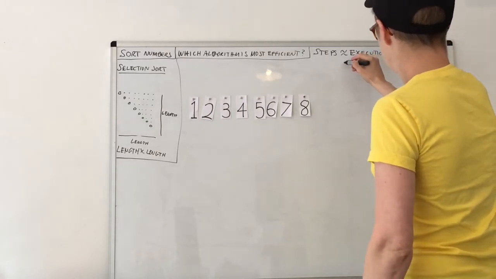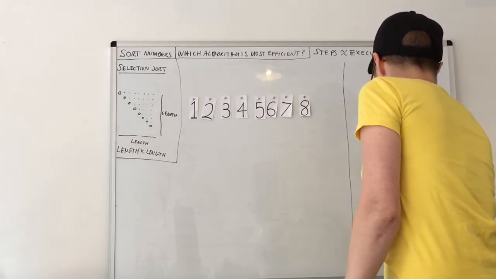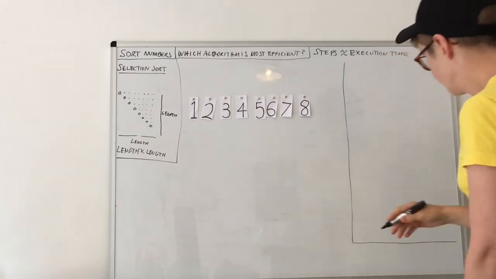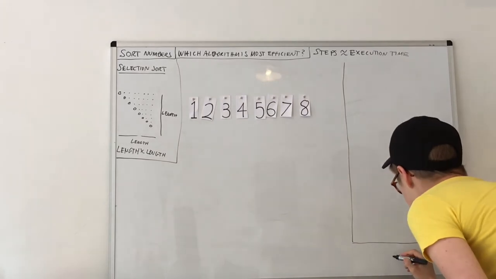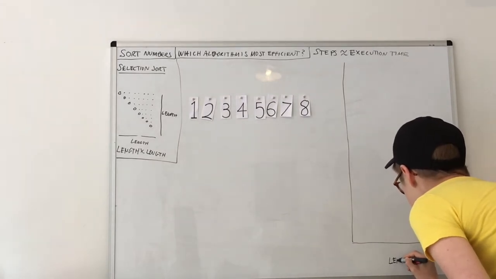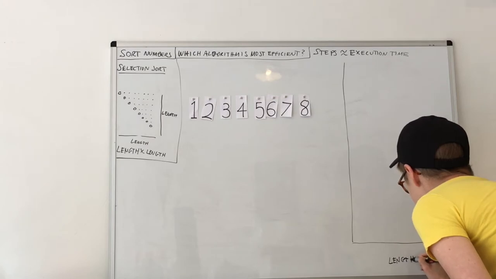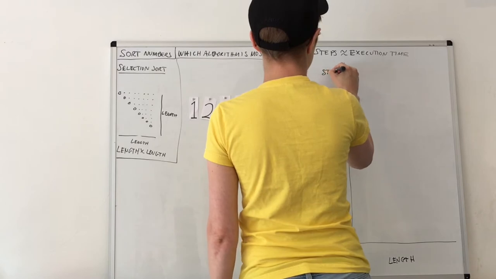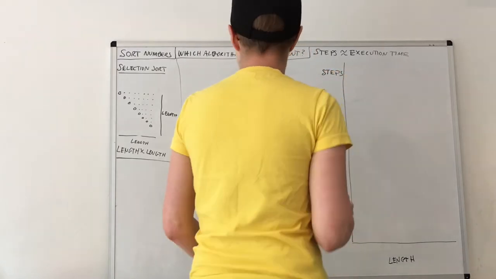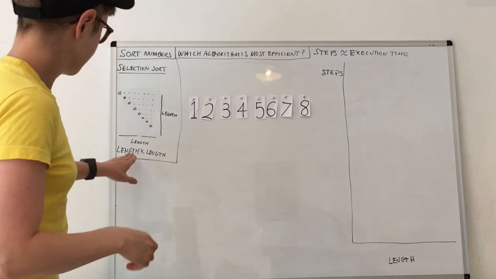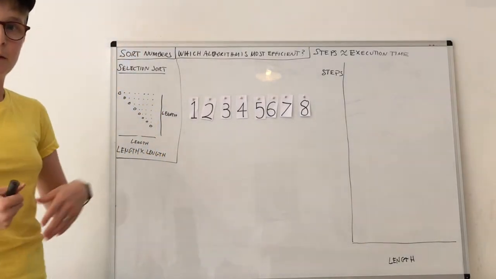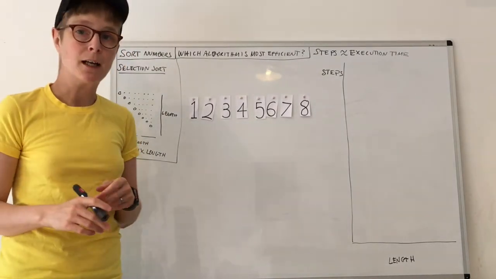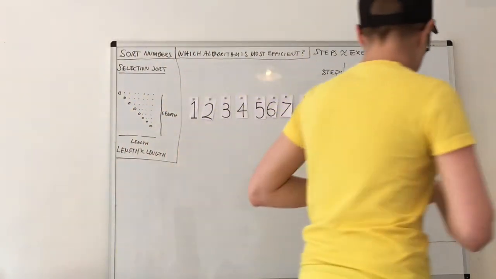I'm going to draw a graph here. And I'm going to put on this axis the length of the input. And on this axis, I'm going to put the number of steps. Now we've decided that we're going to use this formula to calculate the number of steps. So for 8 numbers, we've decided it's going to take 64 steps. So we could plot that on this graph here.